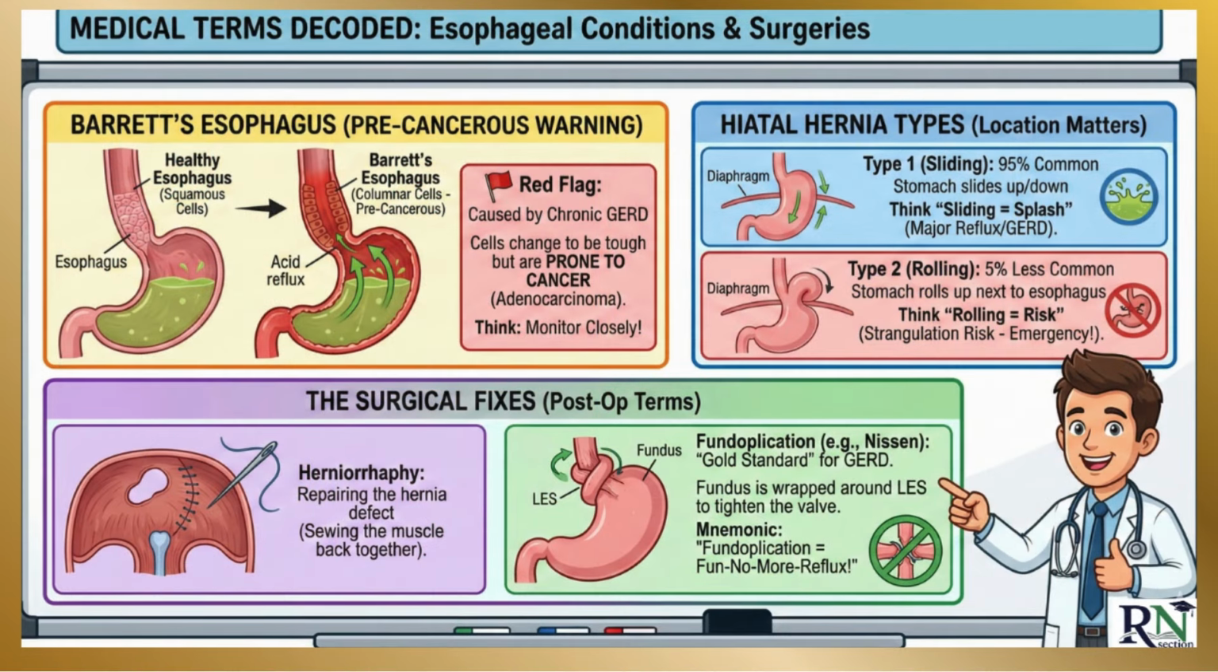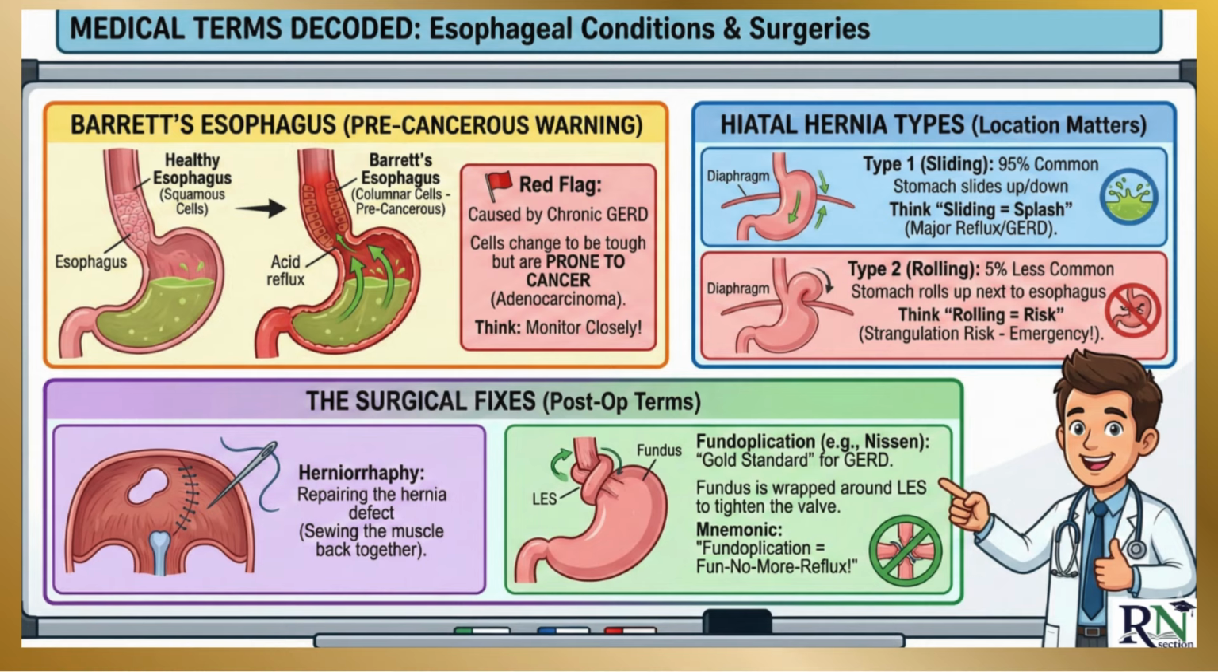We started the key terms with Barrett's esophagus. It's the condition where the normal squamous lining of the esophagus changes to columnar epithelium, often from chronic GERD, increasing cancer risk. So Barrett is a bad change in the esophagus lining.